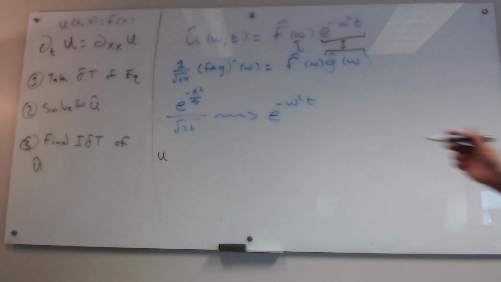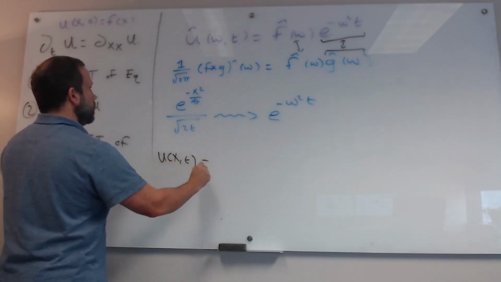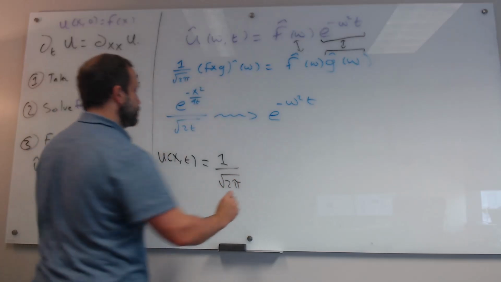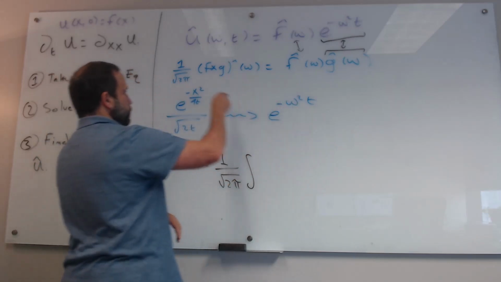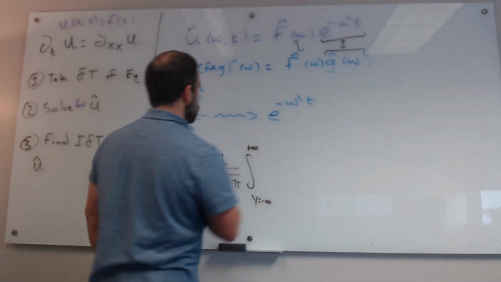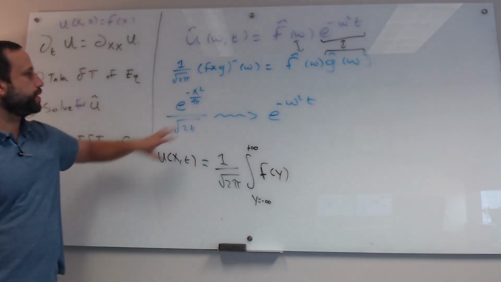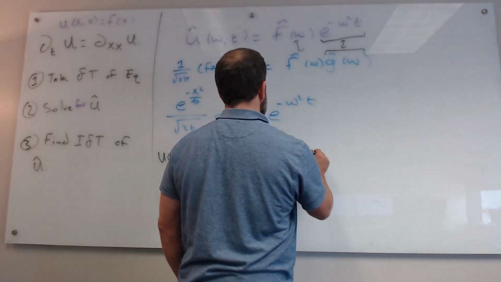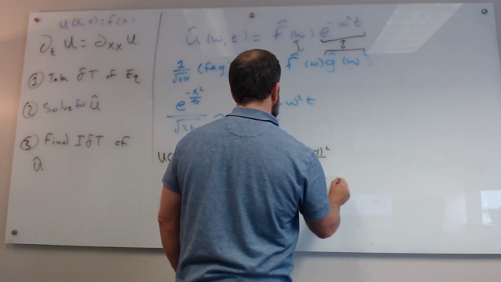So u of x,t is going to be 1 over the square root of 2 pi times a convolution of f and g, where g is this function here. g hat is this function, which means this is g. So it's going to be the integral, y going from minus infinity to positive infinity, f of y, and now it's going to be this, but instead of having an x, it's evaluated at x minus y. So this is e to the minus (x minus y) squared over 4t, over the square root of 2t, dy.